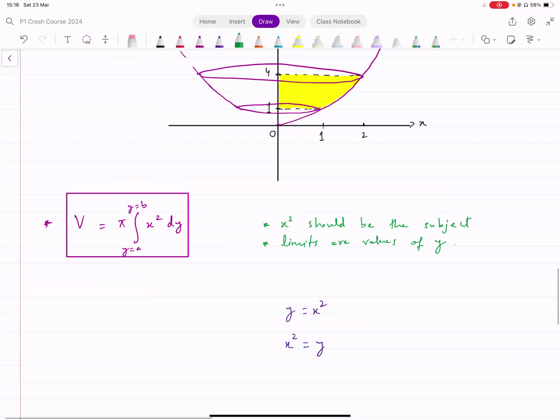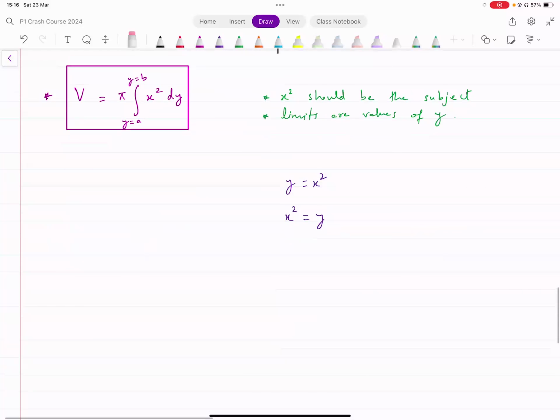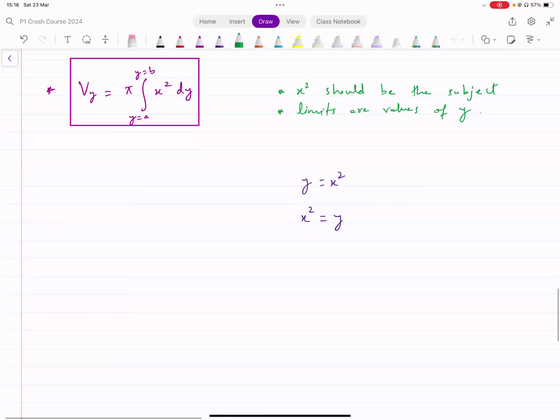We had y equals x squared as the function. We made x squared the subject first of all, x squared equals y. Now you just input this value in that formula. What does the volume turn out to be? So it's the volume of revolution about the y-axis. We can represent it using Vy. What's Vy?